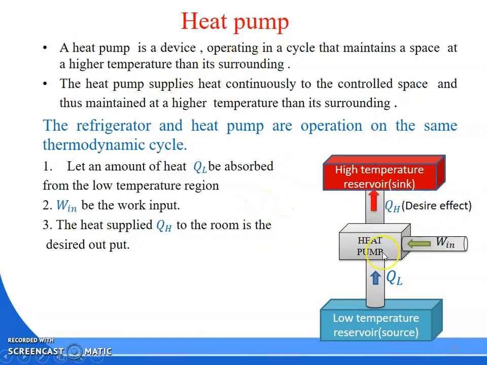What does a refrigerator do? It extracts QL amount of heat from the low temperature reservoir. That is the refrigerating effect. Some work input should be given, and QH amount of heat will be rejected to the surroundings. But in the heat pump case, the QH amount of heat supplied to the room is the desired output. So QH is your desired output.